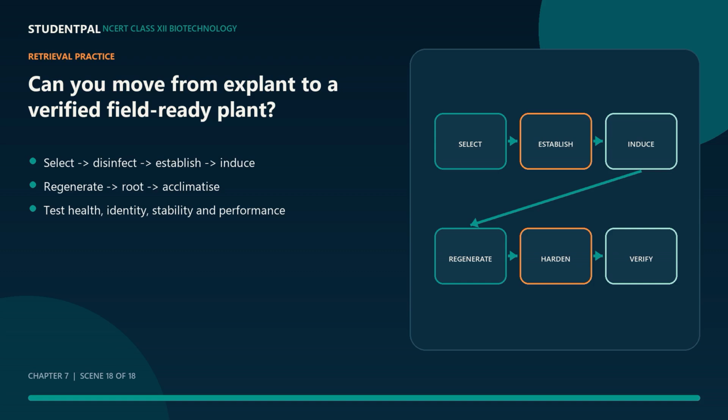Protoplast technology requires wall removal, osmotic protection, fusion or uptake, and complete regeneration. Meristem culture needs pathogen testing. Germplasm storage needs recovery and identity checks. Contamination, genotype dependence, cost, acclimatization loss, and somaclonal variation limit the technology. A regenerated plant becomes a useful product only after quality is verified.